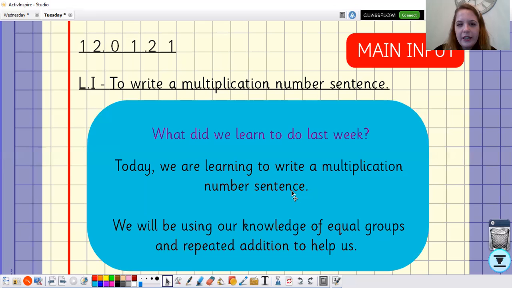Today we're going to be moving our learning forwards and we're going to be learning to write a multiplication number sentence. Now I know some of you may be able to do this, but some of you will need a little bit more practice. So we're just going to go through it together so that we all know exactly how to do it. We're going to be using our knowledge of equal groups and repeated addition to help us today.